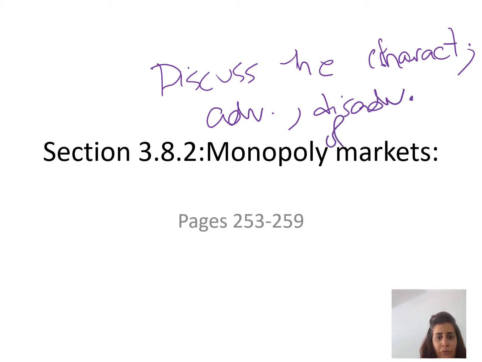3.2, and it is monopoly markets. When I'm talking about monopolies, our objective for this lesson would be to discuss the characteristics, also the advantages and the disadvantages of a monopoly. Okay, this is the last section of this chapter, and you can find that on page 253.